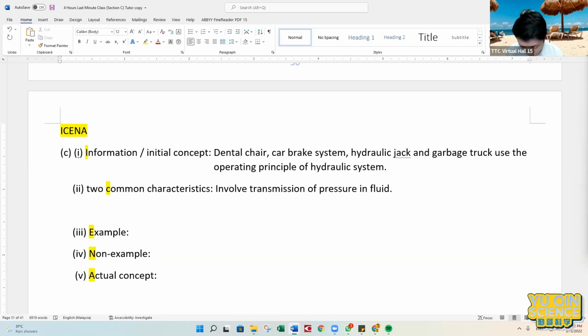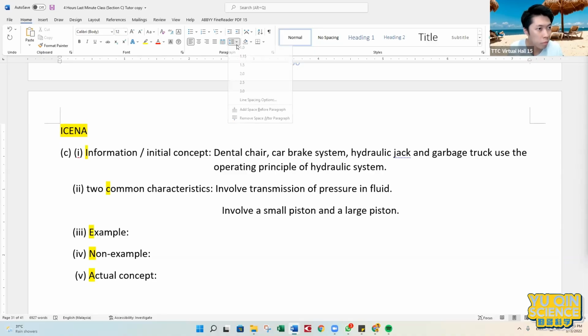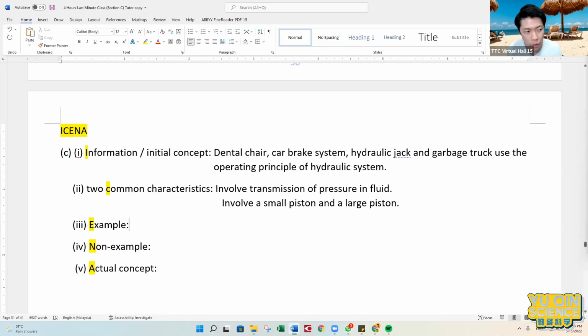I think no matter dental chair, car brake, hydraulic jack, garbage, we must have small piston and large piston, isn't it? Right? The picture will always have this hand pressing on the small piston and then the other one come out on the other side. Same goes to like real life machines. Okay, so involve a small piston and a large piston. There you go. Okay, 2 points. 2 marks.